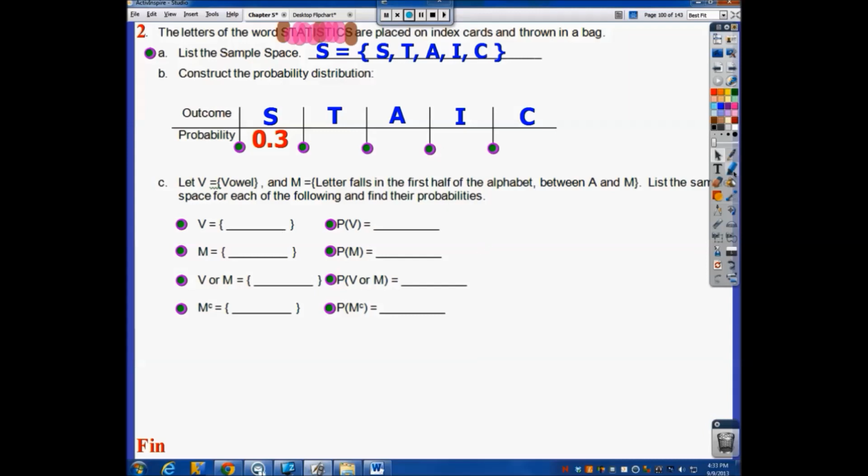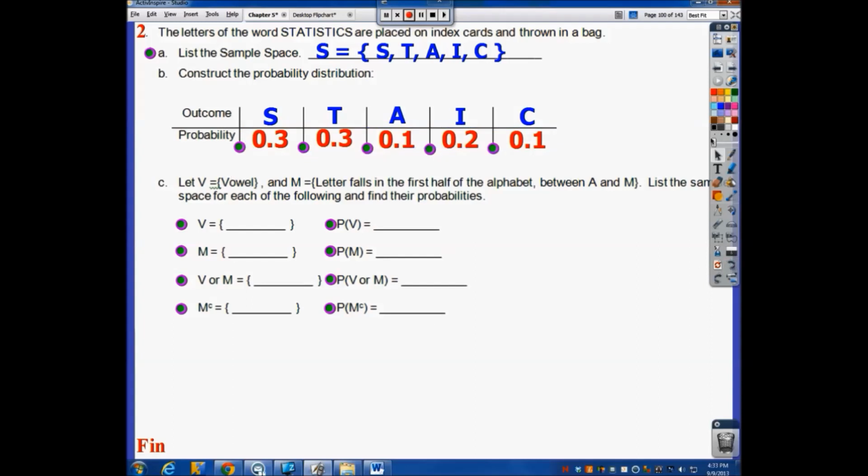Now what's the probability that I get a T? Well, there's 1, 2, 3 T's as well out of 10 letters, so 30% as well. A's, there's only one A out of 10, so 10%, 0.1. I's, there are 2, so 20%, 0.2. And C, there's only that one, so 0.1. And again, if I were to add all of my individual probabilities up to make my sample space, that should give me my 100% or 1.